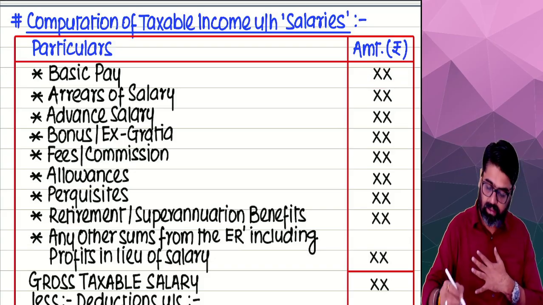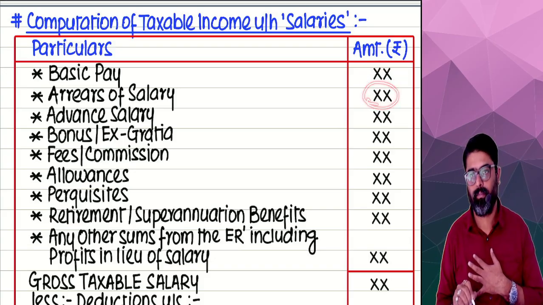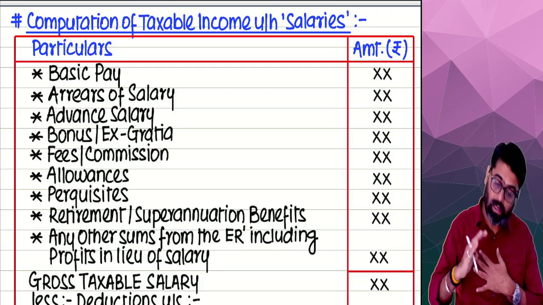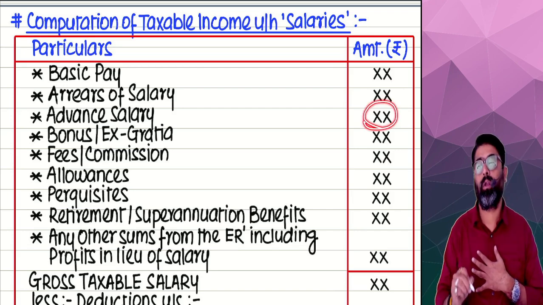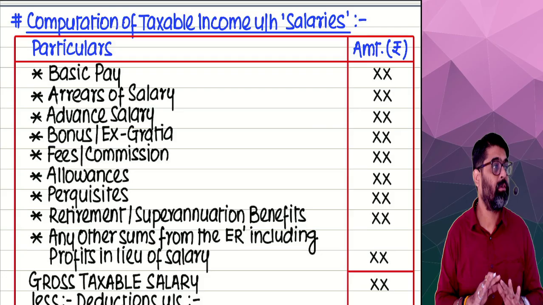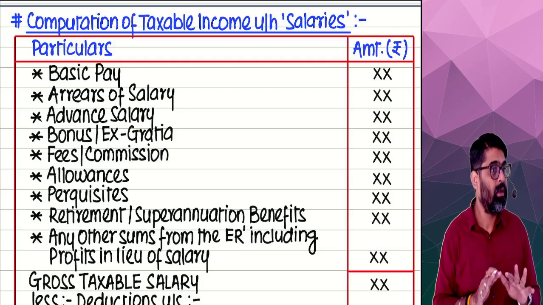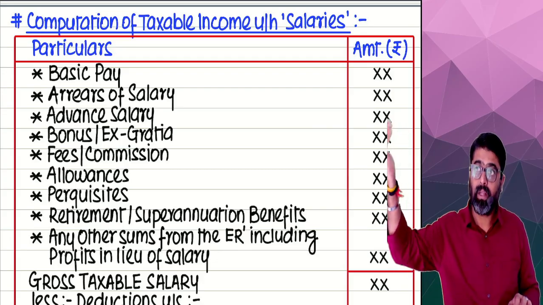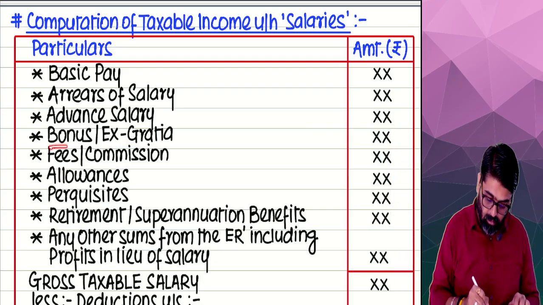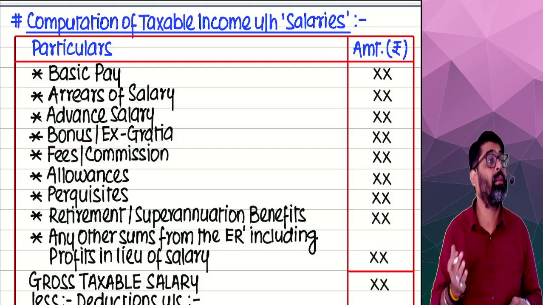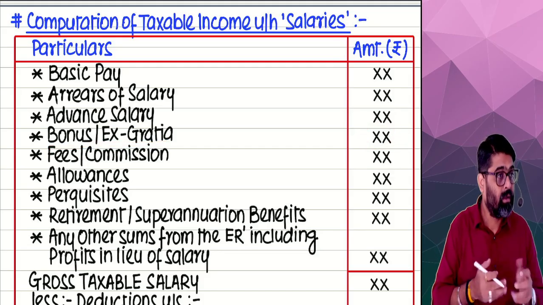Under the head salary, arrears will also be taxable, but only if they were not taxed earlier on due basis. Advance salary will also be taxable, on receipt basis. In this year, if it is received, it will be taxable in this year. In the year when it becomes due, that year it will not be taxable. Bonus or ex gratia is taxable in this year only if it is received in this year.